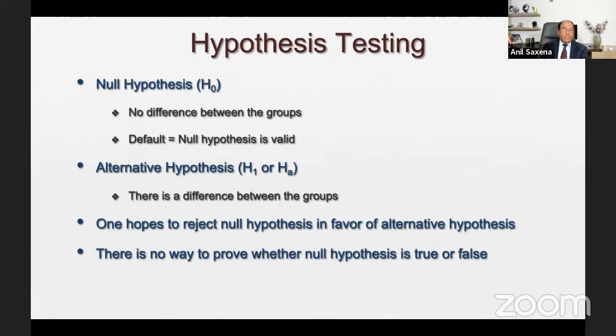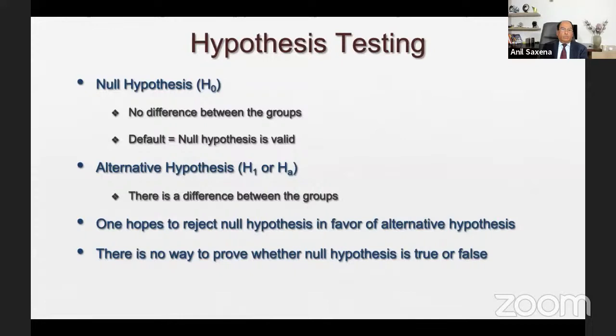Supposing you have taken a sample and you divide that sample into two arms. One is the treatment arm, one is the control arm, which may be placebo or another drug or another intervention. So you have two arms of patients, the control group and the test group. And every trial begins with the assumption that both groups are the same. That's called the null hypothesis, or H0. You begin with the hypothesis that there is no difference between the groups.